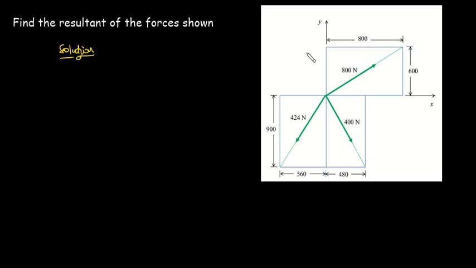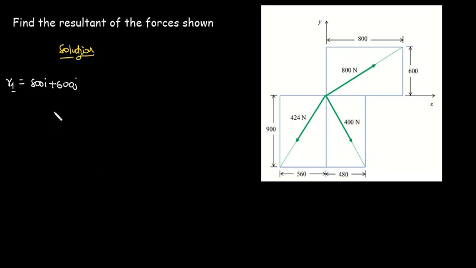So for the first force, which is the 800 newton force, let's name its position vector as R1, and that will be equal to 800 millimeters in the x axis direction, and then plus 600 millimeters in the y axis direction. So that will be the position vector for the 800 newtons force.